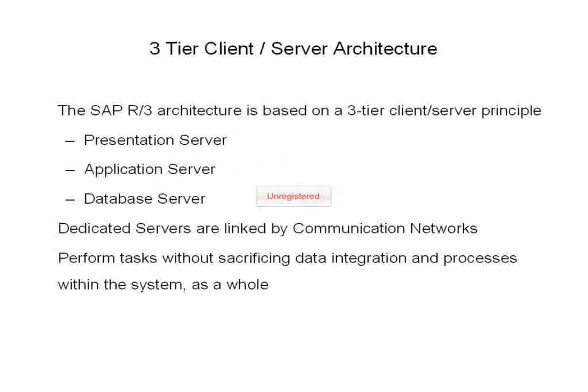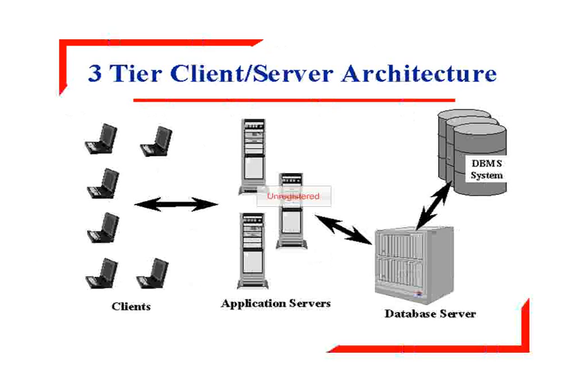Now we will see what the R/3 architecture is. This represents the three-tier client-server architecture. The client is the end user. The end user will log in and make a request, and it will be processed by the application server, which will fetch the data from the database server.